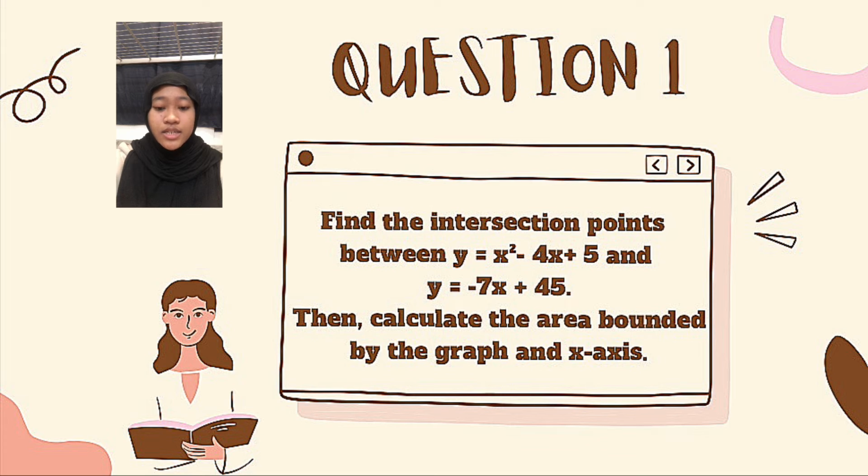Question 1. Find the intersection points between y equals x squared minus 4x plus 5 and y equals negative 7x plus 45. Then, calculate the area bounded by the graph and the x-axis.